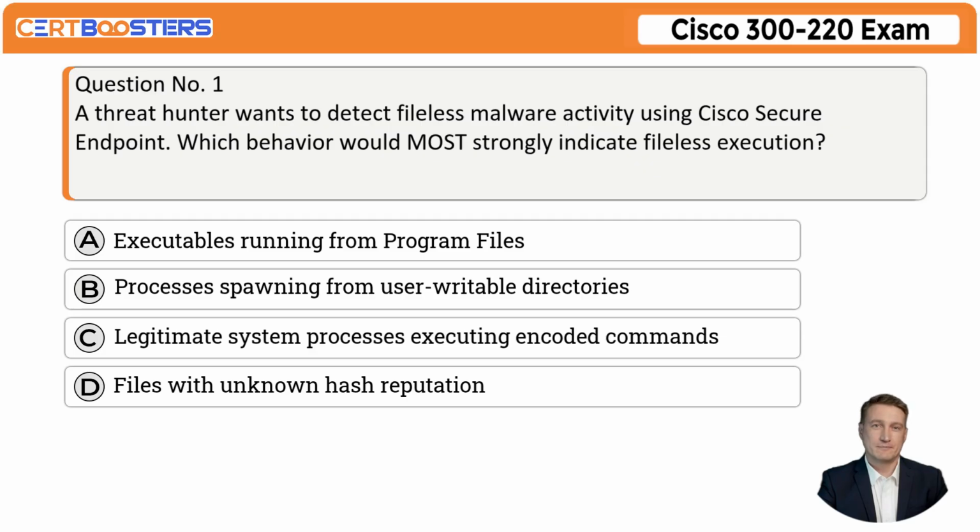Question number 1. A threat hunter wants to detect fileless malware activity using Cisco Secure Endpoint. Which behavior would most strongly indicate fileless execution? A. Executables running from program files. B. Processes spawning from user-writable directories. C. Legitimate system processes executing encoded commands. D. Files with unknown hash reputation.